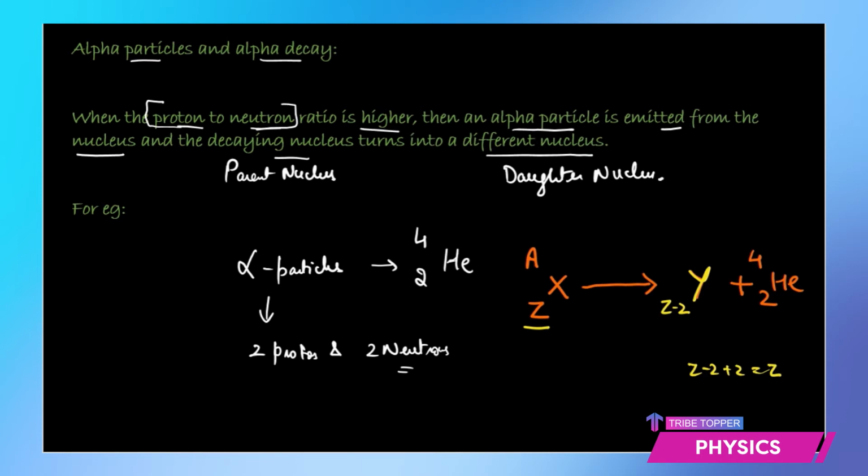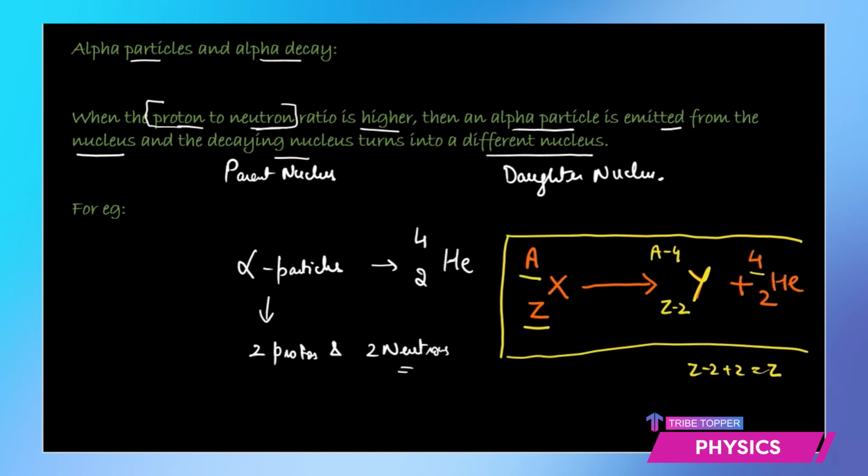Similarly for the mass number, you have A here. The released particle has 4 as the mass number, so the daughter nucleus should have A minus 4. So this is your general equation that represents an alpha decay: ZXA gives you Z minus 2, Y A minus 4, plus 2He4, that's the helium nucleus or an alpha particle. A minus 4 plus 4 gives you A on the right side, same as that on the left side, and Z minus 2 plus 2 gives you Z on the right side, same as that on the left side.